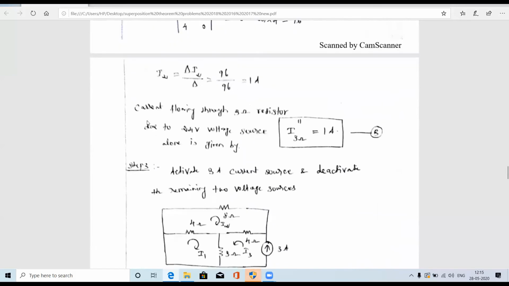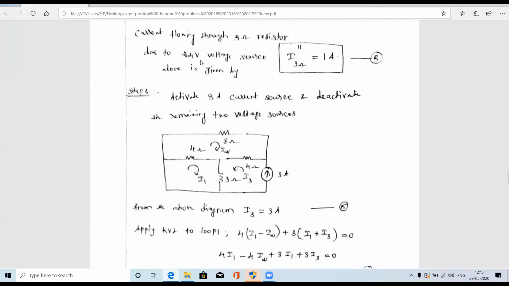From this, the current flowing through the 3 ohm resistor due to the 20 volt voltage source alone, you just consider as I double dash. I3 ohms means the current flowing through the 3 ohm resistor, because of the second source, so double dash. So this current is 1 amp. This is the answer for step number 2. You just consider this as equation number B.